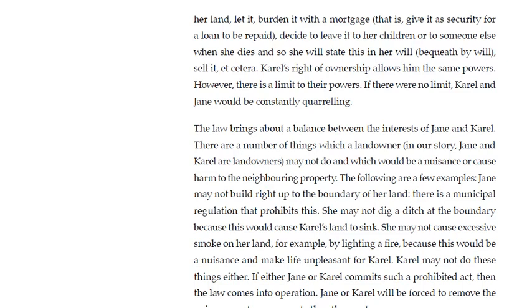Carol's right of ownership allows her the same powers. However, there is a limit to their powers. If there were no limit, Carol and Jane would be constantly quarreling. The law brings about a balance between the interests of Jane and Carol. There are a number of things which a landowner, and in our story Jane and Carol are landowners, just like Mr. Kumalo and Mr. Fentel. Guys, this is where our answer is supposed to be. This is where you are supposed to summarize your answer from. Leave out the scenario at the top and just focus on this paragraph here. This is where our answer is supposed to be quoted from. But do not mix up the names. In our scenario, it is Mr. Fentel and Mr. Kumalo. Don't write Carol and Jane there. You're going to get an error.